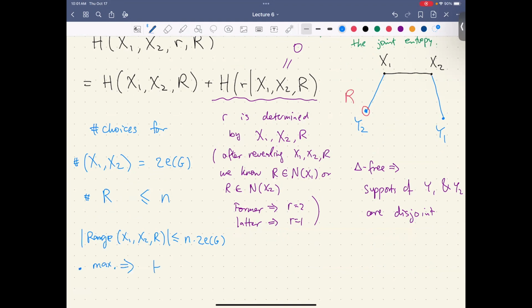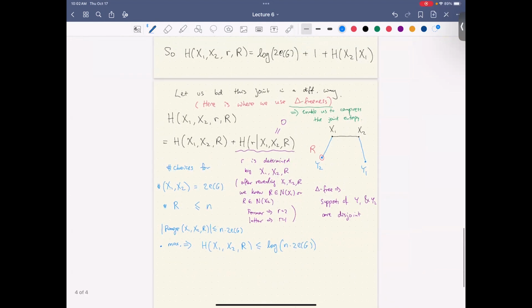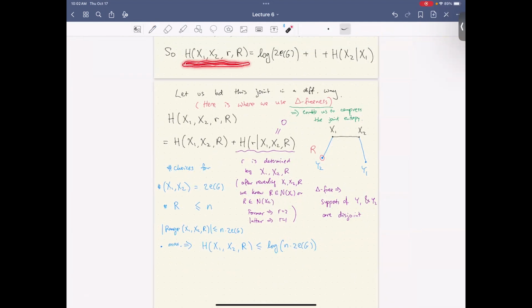this implies H(X1, X2, R) is at most log of n times 2e(G). So we managed to give a bound, double counting this joint entropy. One way we get this. The other way, we compress little r, it becomes this guy, and this guy we have an upper bound here. Putting these two together and doing the calculation.